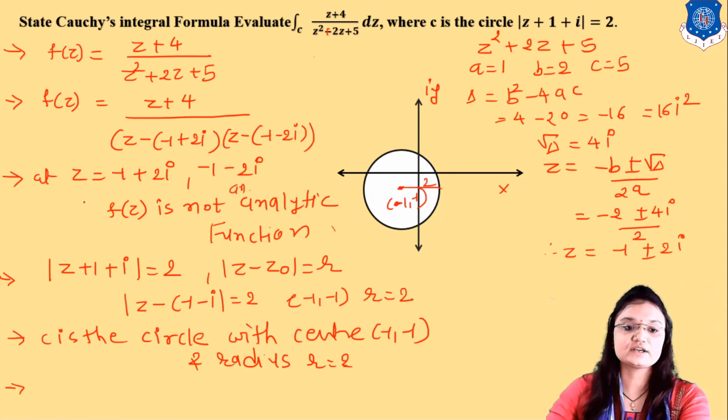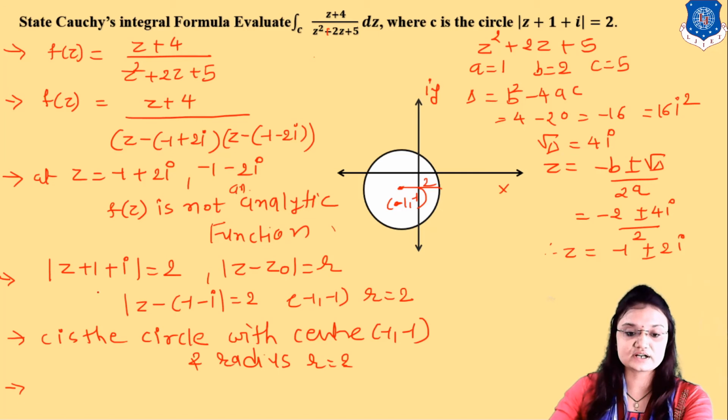Okay, but here we have 2 points. First one is z is equal to −1 plus 2i and second is z is equal to −1 minus 2i. For both these points our function f of z is not an analytic function, but first of all let us check whether both these points lie inside the circle C or outside the circle C.